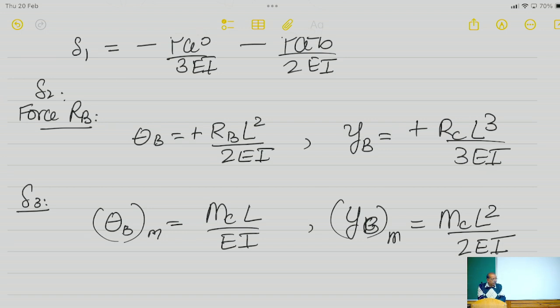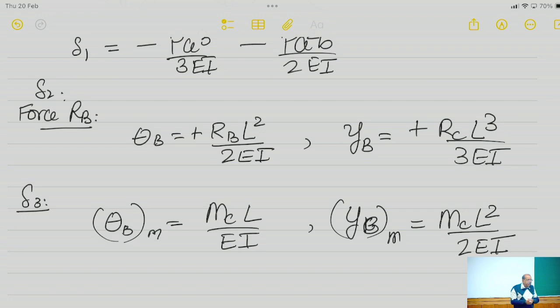Now what do I have to do? I have got the three slopes and the three deflections. What is the deflection at point B? 0. What is the slope at point B? That is also 0 because it's a fixed end. So I do the sum of the three y's is 0 and sum of the three thetas is 0. And that will give me MC and RC, MB and RB. Is that clear? So we can use superposition to solve these things, and you don't need to remember, you can use the graphs to solve them.